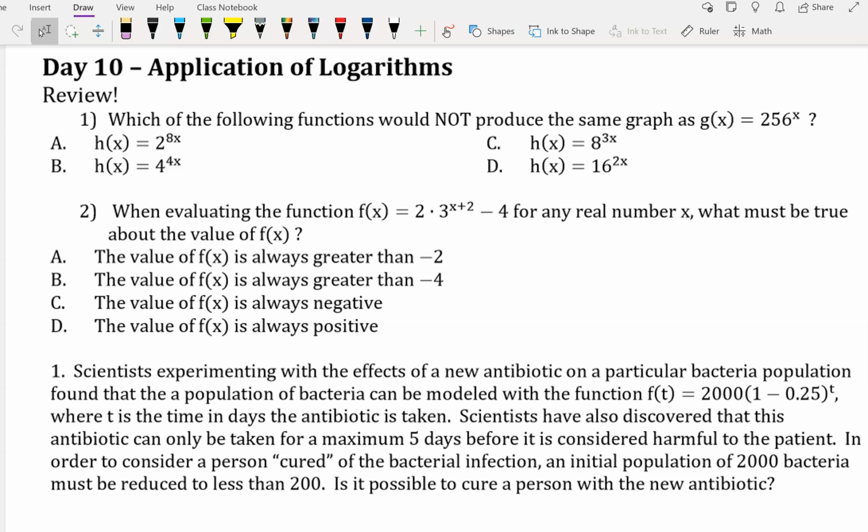So pause the video right now and do the review problems. And when you unpause, I'll have the solutions up. Okay, here are the solutions.